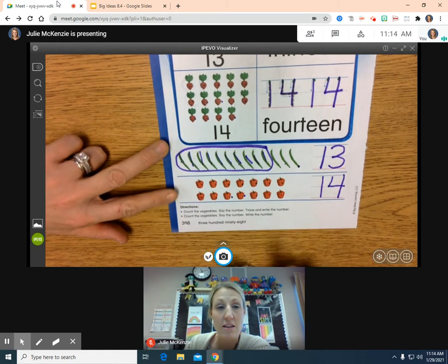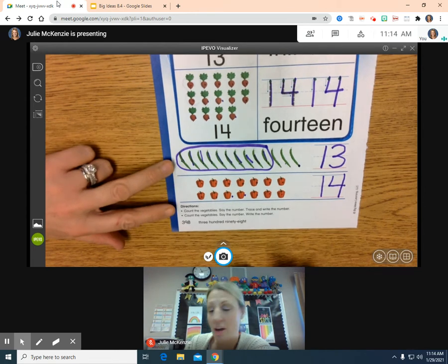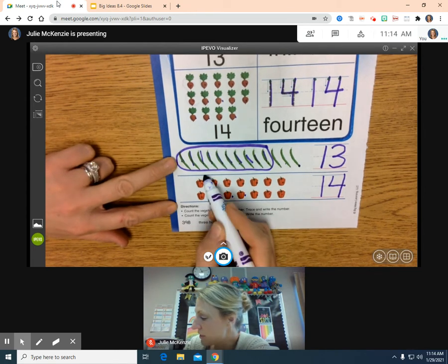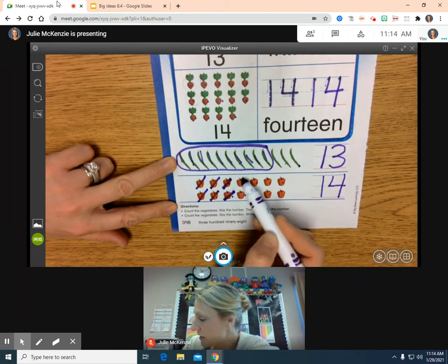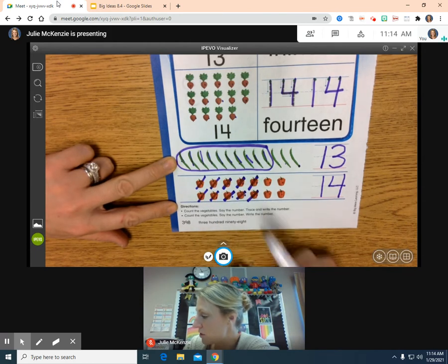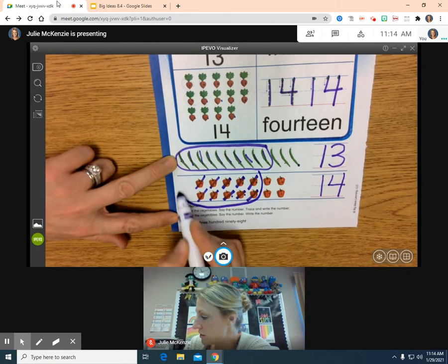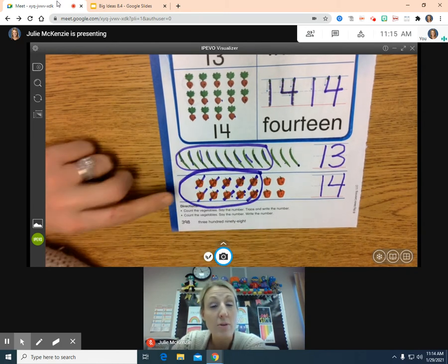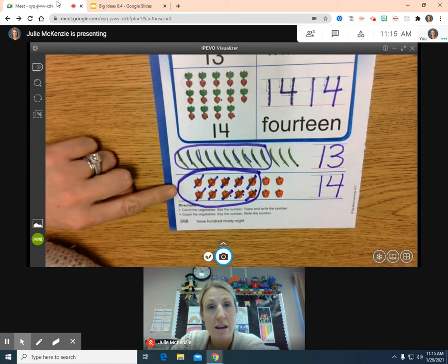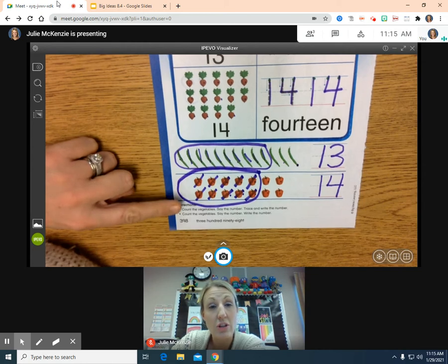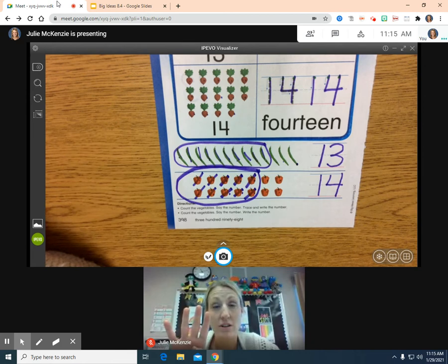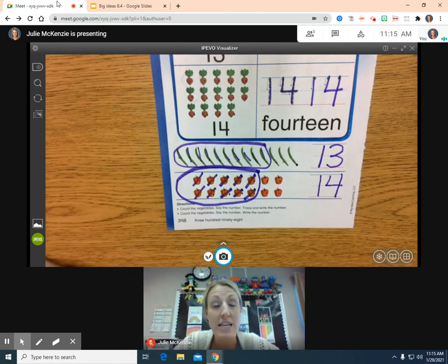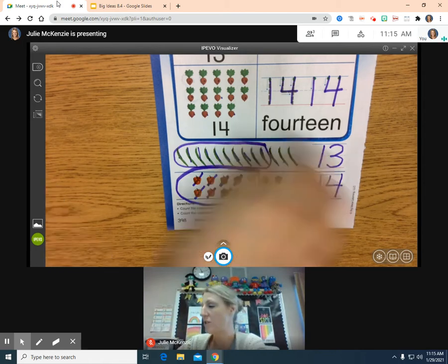Now let's take a look at the red peppers. Let's circle a group of 10. 1, 2, 3, 4, 5, 6, 7, 8, 9, 10. I'm going to circle all of those. So look at that. That was 14. And if you look at it, I have circled a group of 10 and 4 left over. What's my number? 14. 14 is a group of 10 and 4 left over.